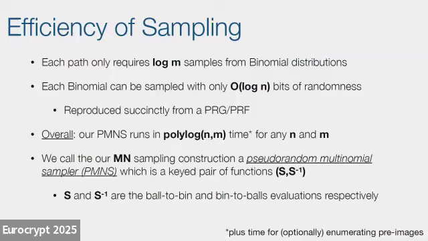And so overall, if you instantiate this with a PRF or a PRG, you end up getting something called a pseudorandom multinomial sampler that can do this process, which is kind of like an IPRF, except again, we don't care about the random labeling of the balls. But this actually is pretty much enough for us.